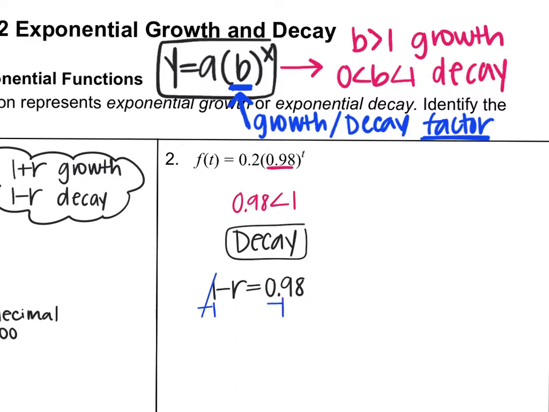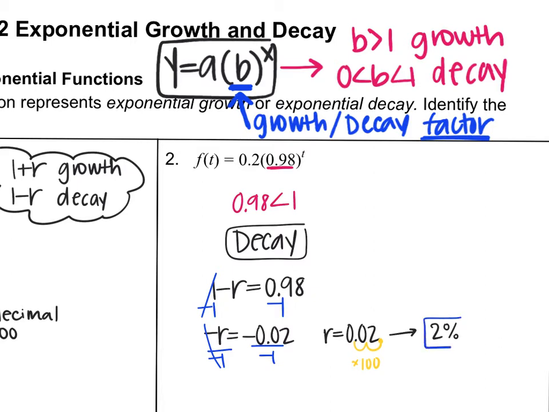I'll still subtract the 1 from both sides, and I'll end up with negative r equals negative 0.02. Obviously, I want r to be by itself, so I have to divide by negative 1. So I'll end up with r equals 0.02. Again, I need to convert that to a percent. That's going to be 2%. Remember, percents would be moving the decimal 2 or multiplying by 100, whichever way you want to remember it. My percent rate of change is 2%.